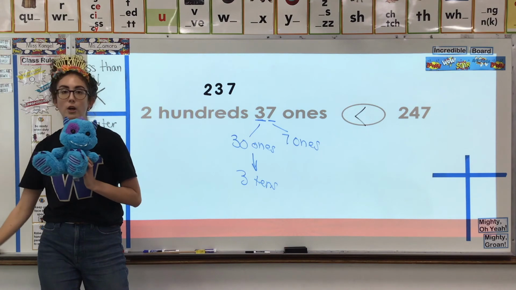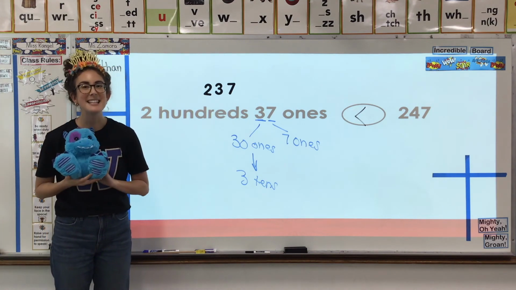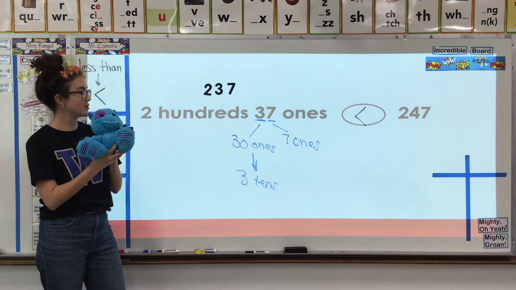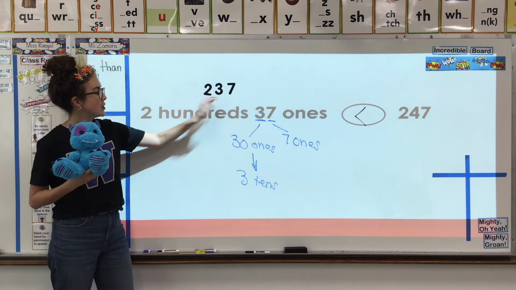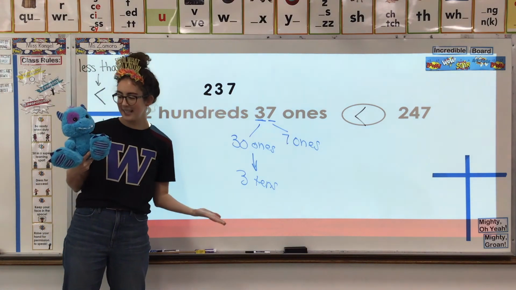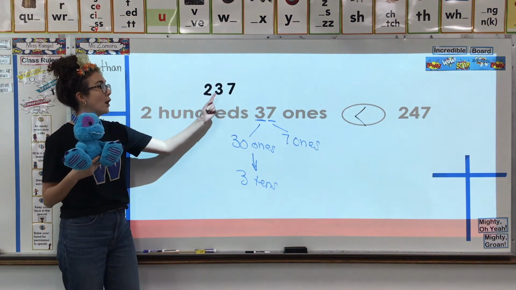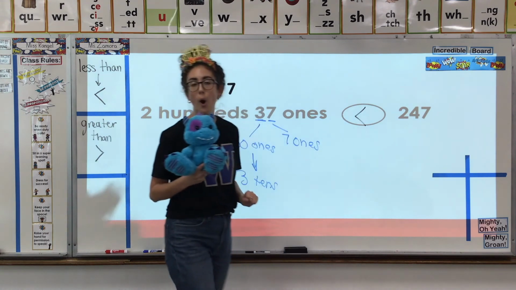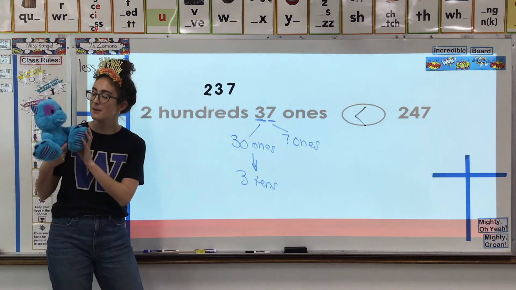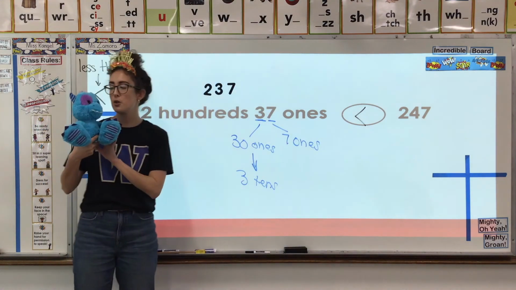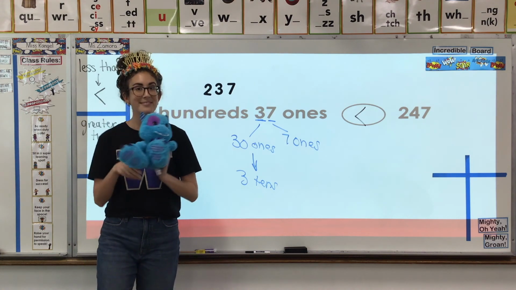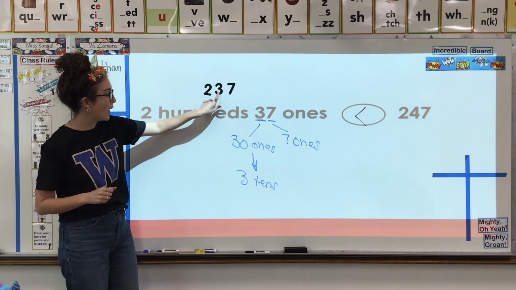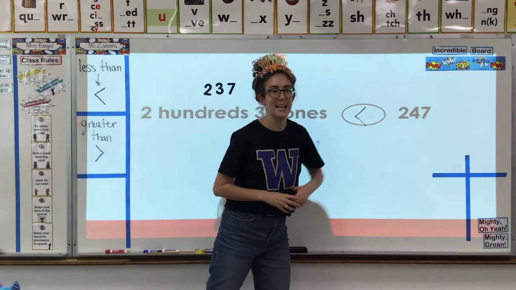Awesome. I hope you had a great chat with your buddy. Let's see if we explain the same way. So, Mr. Mo, I know 237 is less than 247 because 3 tens is less than 4 tens. That was the big difference between these two numbers. Is that what you got, second grade? That you were able to compare based on the tens place.